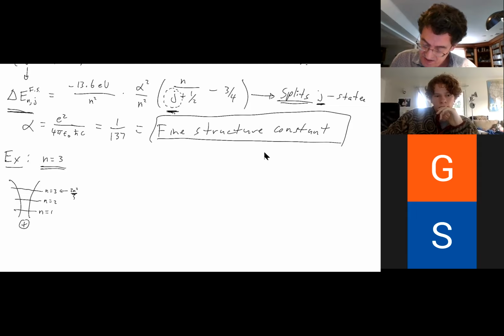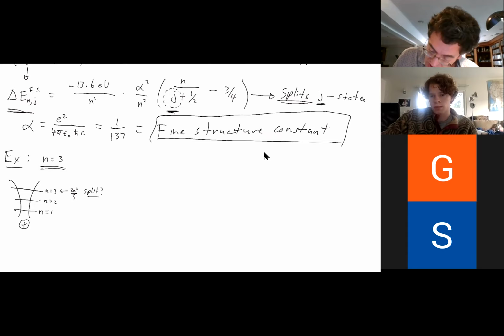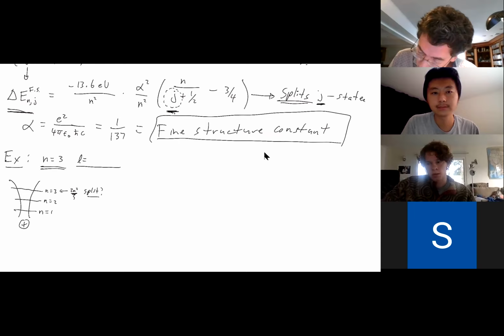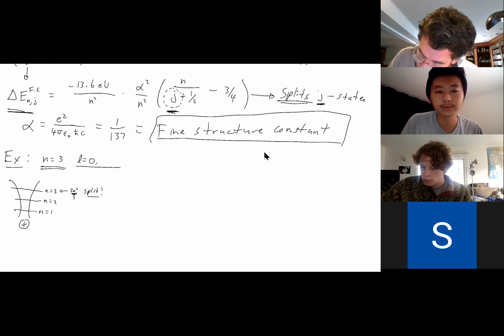By the fine structure. So what we do is we look at the n equals 3 and we say, okay, well, n equals 3 has a bunch of degeneracy. And the degeneracy is in the l equals, what are the possible l's for n equals 3? Somebody tell me. Zero, one, and two. That's exactly right. Those are the l's that live inside of the n equals 3.